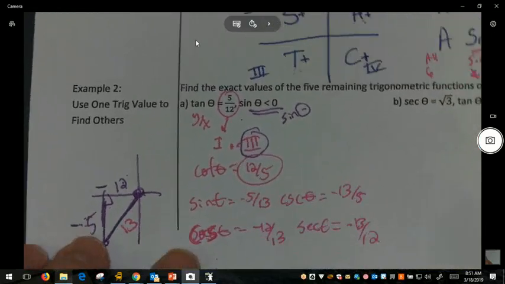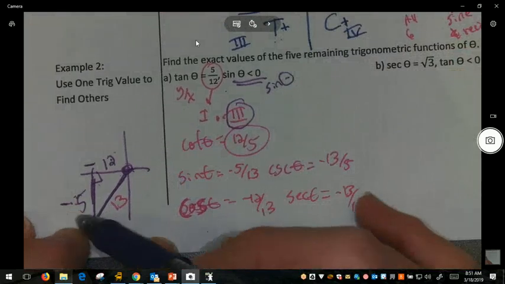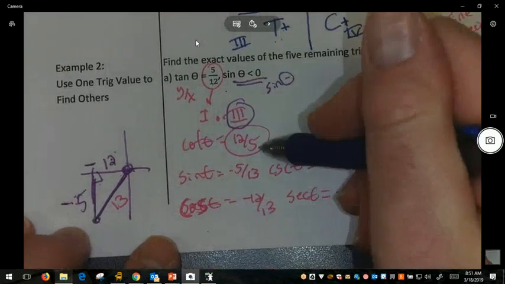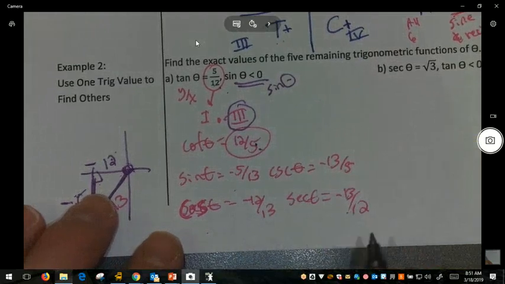And then I just double check. All students take calc or a smart trig class. Only tangent should be positive in quadrant 3. Tangent and its reciprocal are positive. Everything else is negative, so we're good.